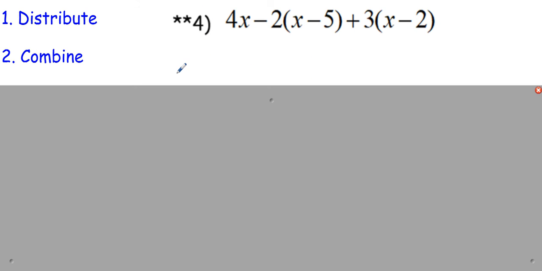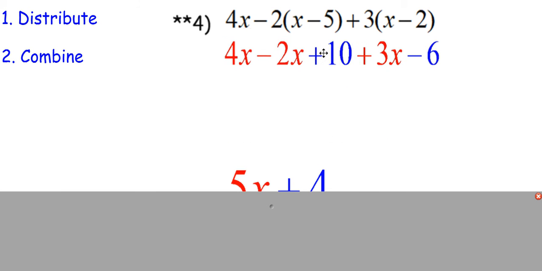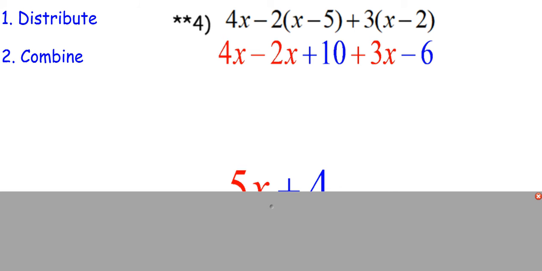Okay, problem 4, can we distribute? In this case, we can distribute. So let's distribute. We have a 4x, and then we have -2 times the quantity x minus 5. So a negative times a positive is a negative, 2 times x is 2x. We have a negative times a negative, which is a positive, 2 times 5, which is 10. We have a positive times a positive, so 3 times x is a +3x. We have a positive times a negative, which is a negative, 3 times 2 is 6.